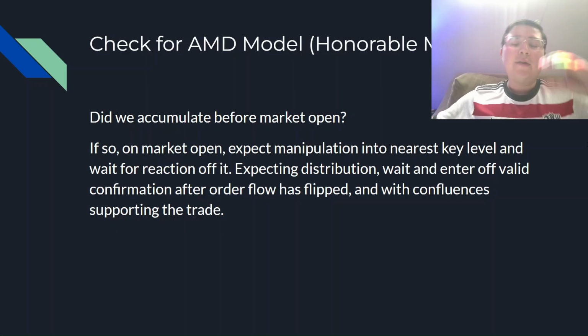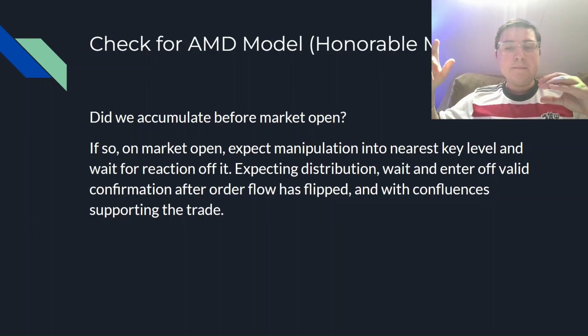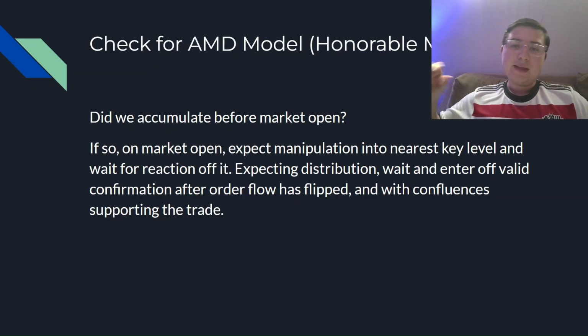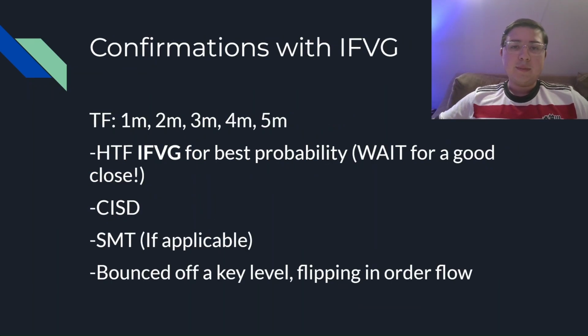If we see accumulation, I always take into consideration what I just said, the AMD model. But if there's no accumulation before market open, this wouldn't apply. So if we do see clear accumulation, at market open expect manipulation into the nearest key level and wait for a reaction. Expecting distribution, wait and enter off valid confirmation after order flow has officially flipped and confluences support the trade. Let's say we tap into that bearish gap, we get that inverse, that's a confluence, you get that CISD, that's already a flip in order flow. That would be perfect.